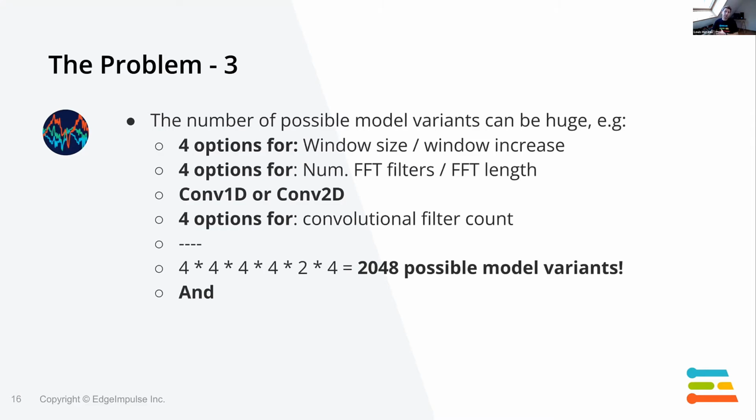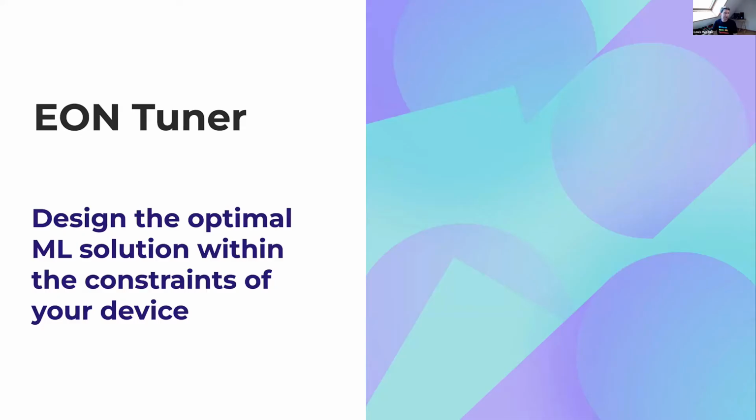And then the number of possibilities can be huge. Here, for example, if you have 4 options for the window size, window increase, 4 options for the fast Fourier transform filters and length, different parameters for whether you want to use 1D or 2D convolutional, 4 options for the convolutional filters, then you end up with like 1 million possible variants. Well, here only 2048. But yeah, that's super hard.